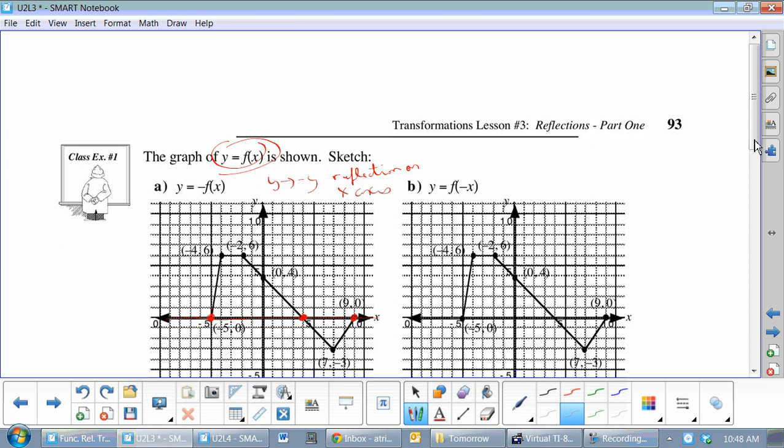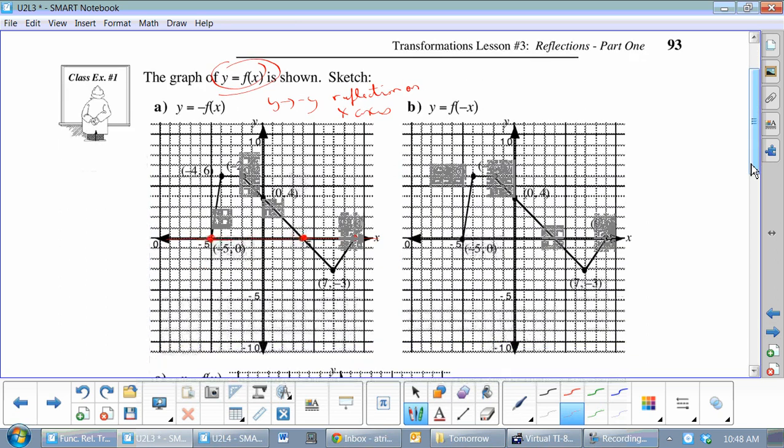So everything else is going to move. So like 4 or negative 4, 6 is going to become negative 4, negative 6. Good. So just reflect each point.